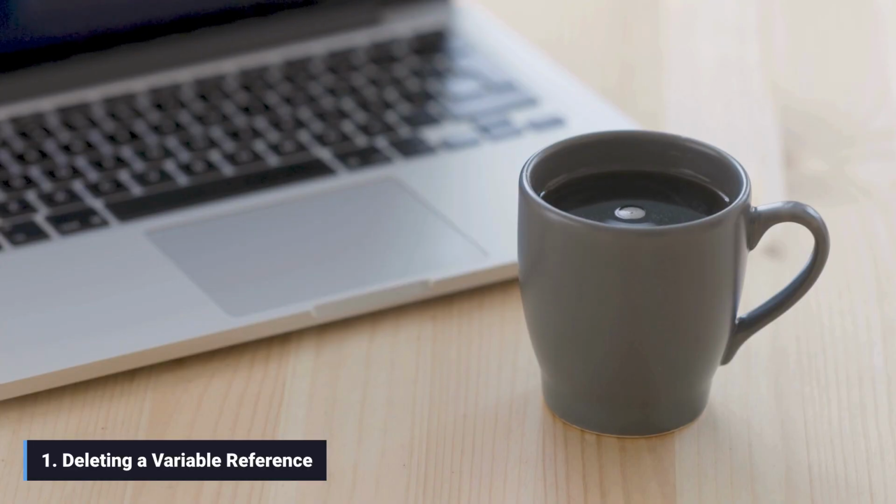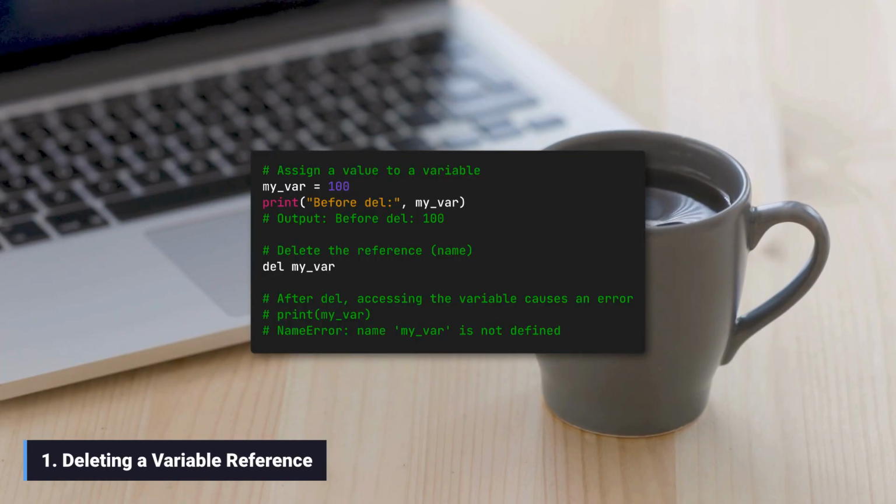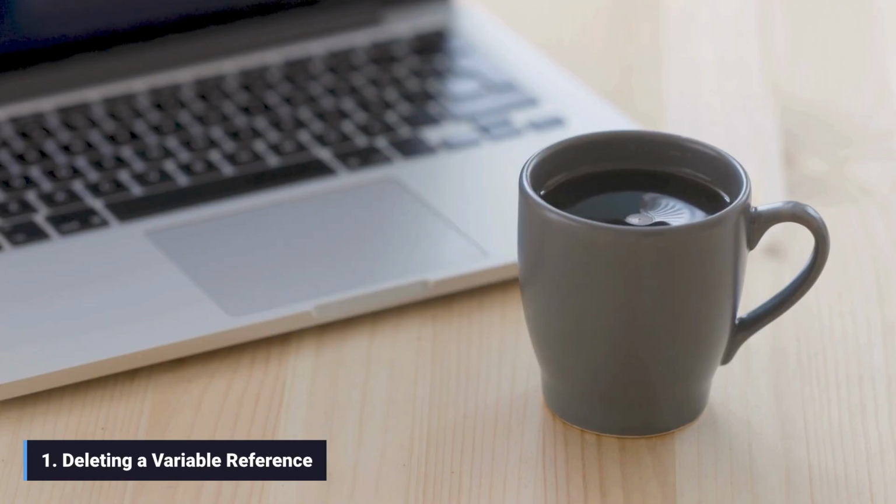1. Deleting a variable reference. When you use del on a variable, you are deleting the name that points to the object, not necessarily the object itself. Once the name is deleted, trying to access it will result in a NameError. If the object has no more references pointing to it after the deletion, Python's garbage collector will automatically remove the object from memory.